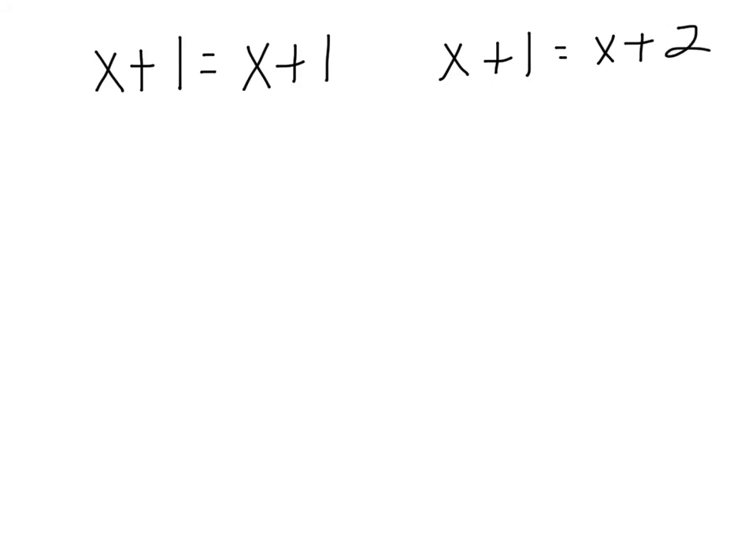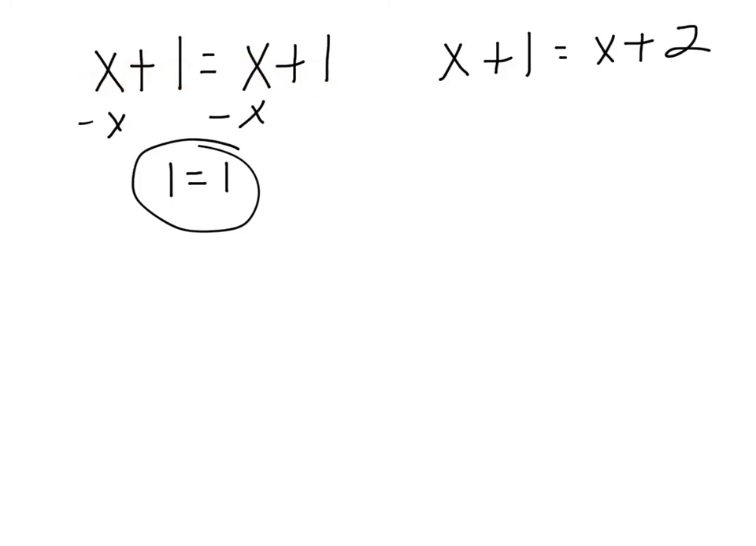Let's try to solve the first one. If I subtract x on both sides, what's going to happen to your x's? They're going to cancel. So you're left with a statement that is true. 1 equals 1. Now if you think about it, what number plus 1 is going to be what number plus 1? What numbers could you plug in for x? Would 6 work? 6 plus 1 equals 6 plus 1. Yep. Would 7 work? 7 plus 1 equals 7 plus 1.